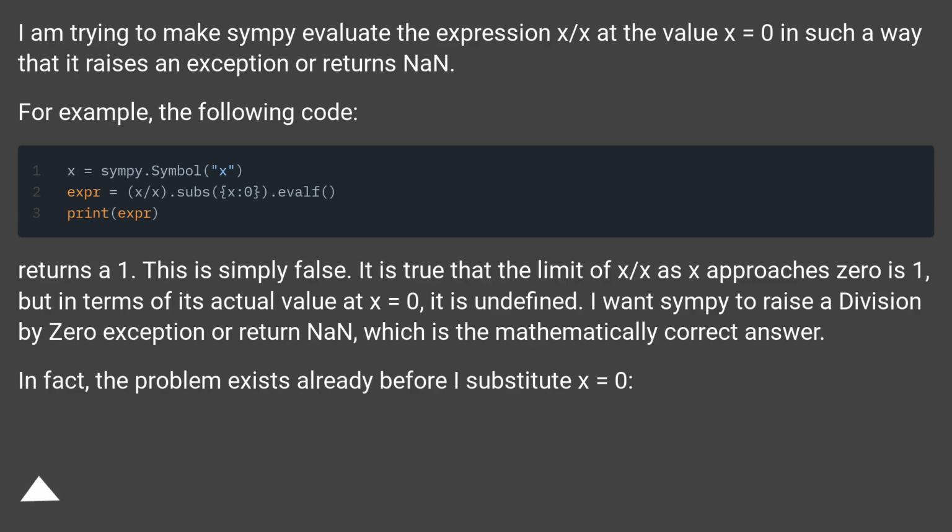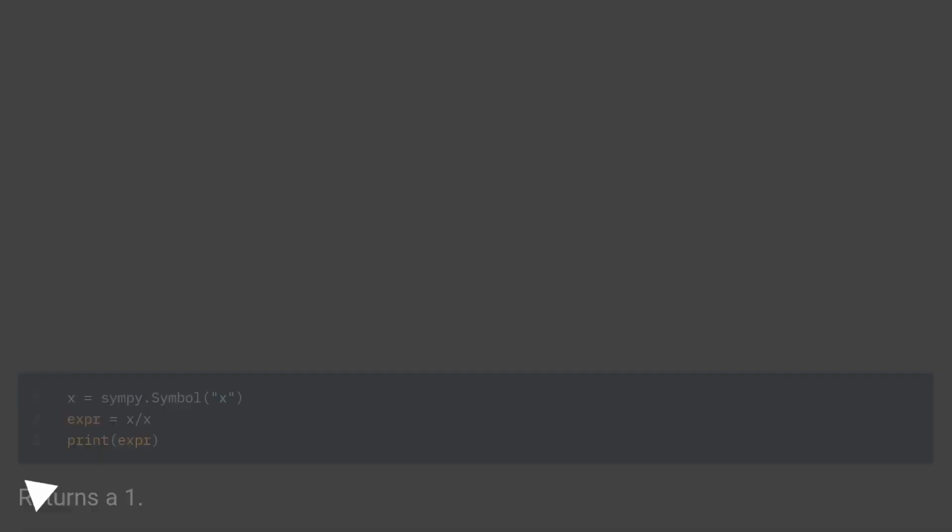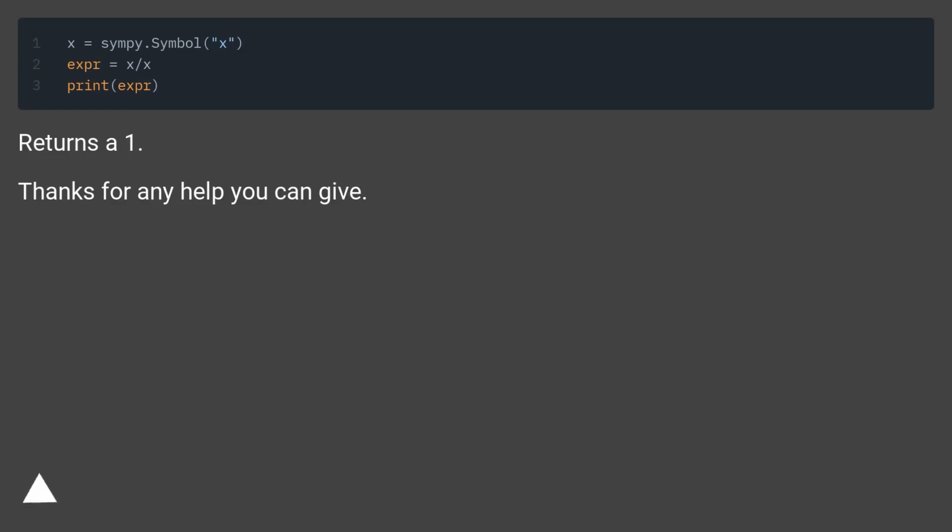It is true that the limit of x/x as x approaches 0 is 1, but in terms of its actual value at x equals 0, it is undefined. I want sympy to raise a division by 0 exception or return NaN, which is the mathematically correct answer. In fact, the problem exists already before I substitute x equals 0. This returns a 1. Thanks for any help you can give.